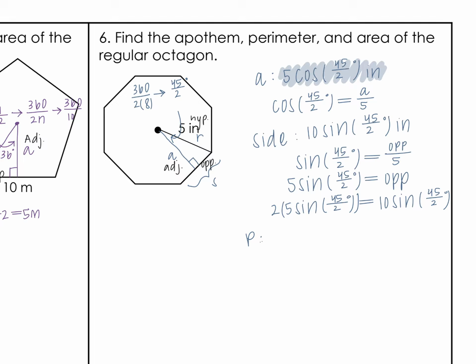So to find perimeter, I'm going to take my side length of that 10 sine of 45 over 2 degrees, and I'm going to multiply that by the number of sides, which is 8. So I'll get 80 sine of 45 over 2 degrees. I'm running out of room, so I'm going to put my inches down below my units.